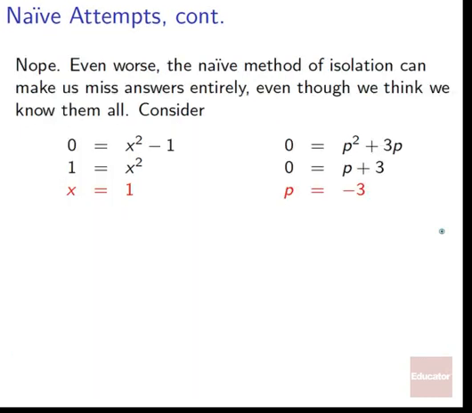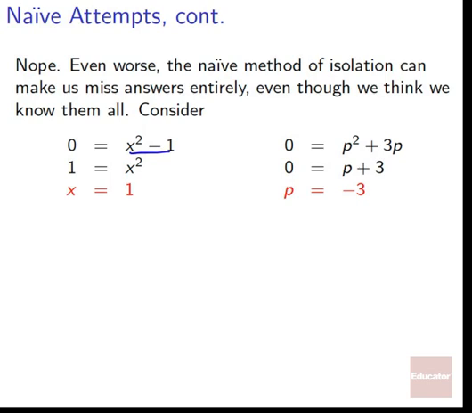Nope. Even worse, the naive method of isolation can make us miss answers entirely, even though we think we will know them all. So we'll think we found the answers, but in reality we'll only have found part of the answers. Consider these two ones. If we've got 0 equals x squared minus 1, we move the 1 over, and then we take the square root of both sides. Square root of 1 is 1, square root of x squared is x.